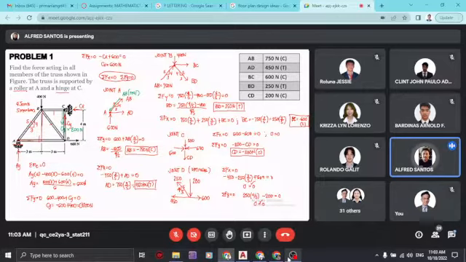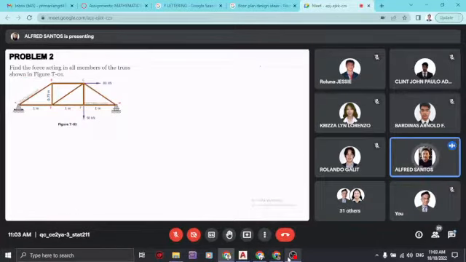So yun, problem 2 tayo. Sa problem 2, ito yung kanina, no? Kung napapansin nyo, familiar yung shape. So this will be your problem number 2. Find the forces acting in all members of the truss shown in the figure. Kung titingnan natin yung truss, meron tayong 6 joints, and we have 9 members.